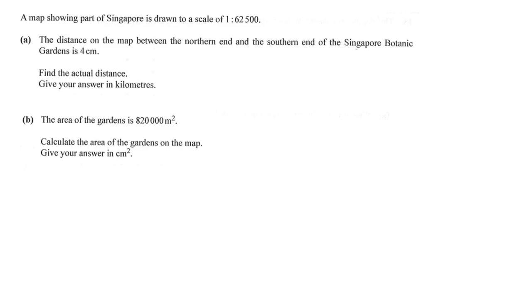We are given that there's a map showing part of Singapore drawn to the scale 1:62,500. Then we are also given that the distance on the map is 4 cm when the actual distance is in kilometer. We are supposed to find the actual distance.